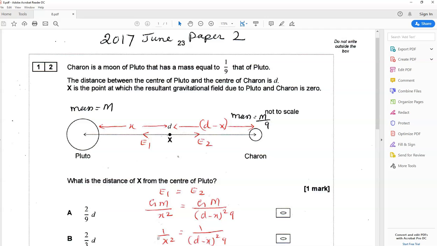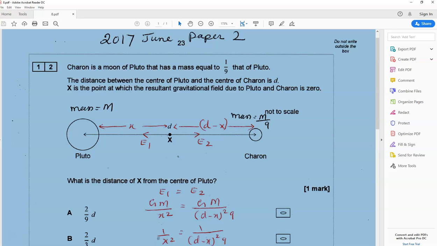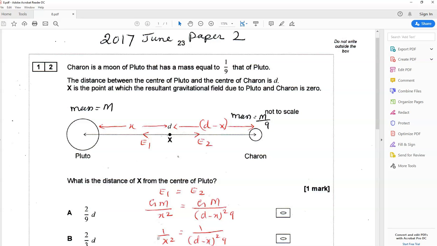Now there is a point here, the point X. What it's saying is that at this point the net gravitational field is 0. It means the gravitational field because of the planet Pluto, which is in this direction, must be the same as the gravitational field acting at the point X due to this moon of Pluto in this direction. So it's clearly mentioned that E1 must be equal to E2.